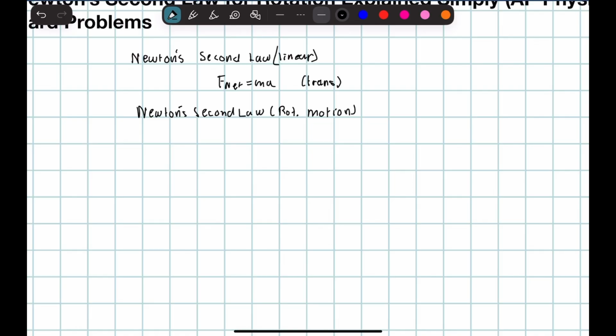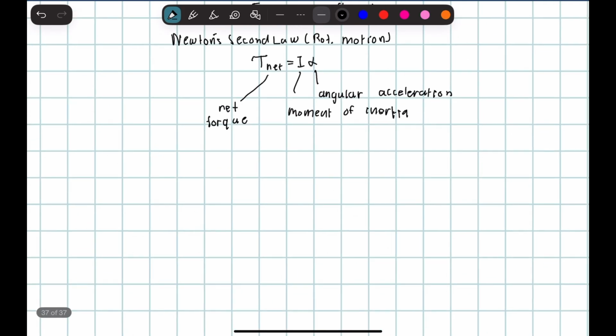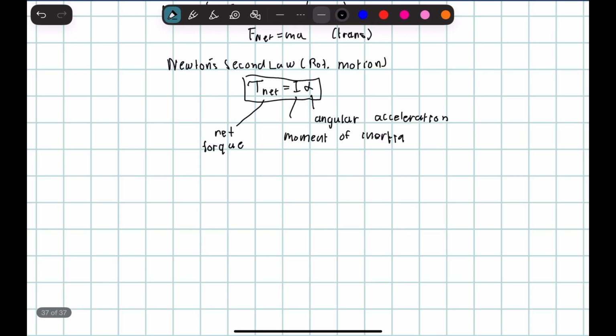So the rotational version is just going to be tau, which is this T symbol looking thing, net, is equal to the inertia times alpha, right? Alpha is angular acceleration, in case you don't know. I is the moment of inertia, and tau is just the net torque, as the subscript says. And this is the most important equation in rotational dynamics that you literally have to know, right?